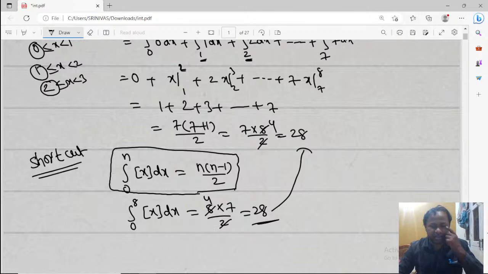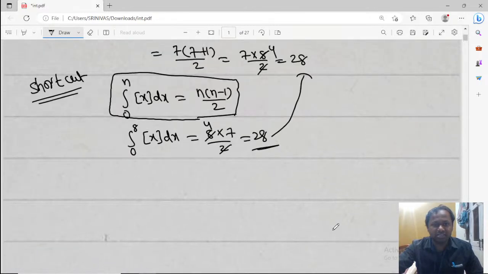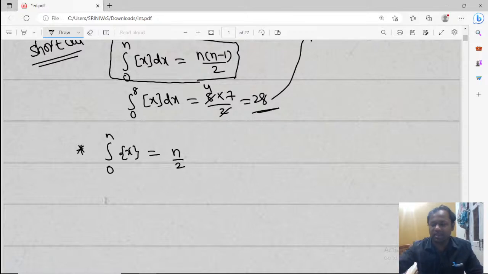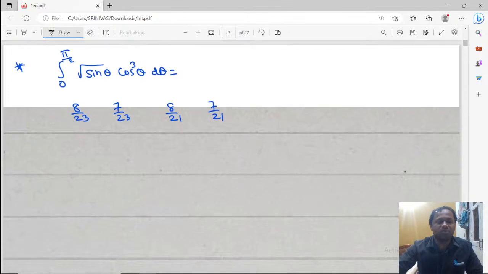Okay. Next, one more formula is also there. If the given question is integral 0 to n of the fractional part of x, whenever fractional part of x is given, its value will be n divided by 2. Okay. Right. Next, I will move on to one more problem.